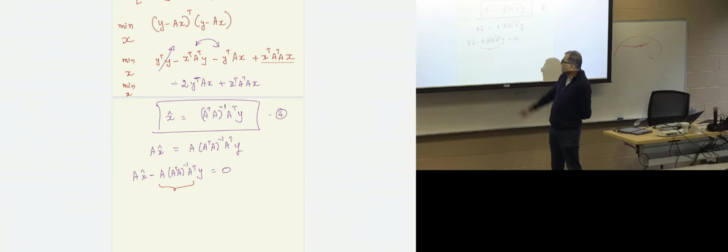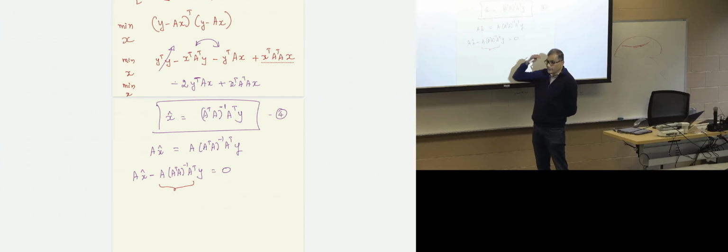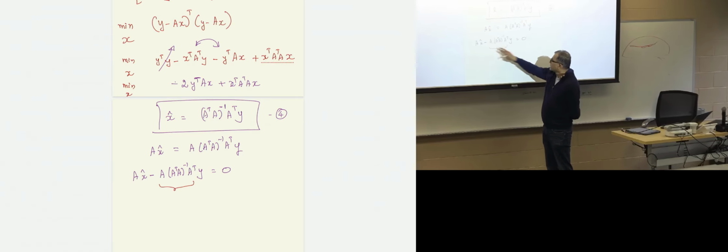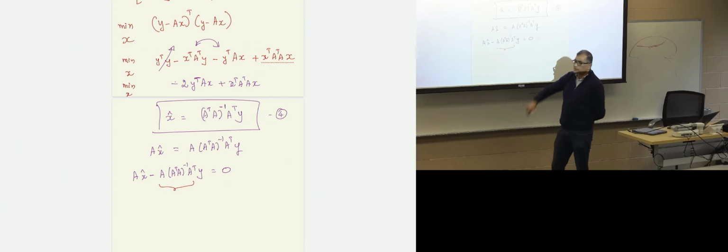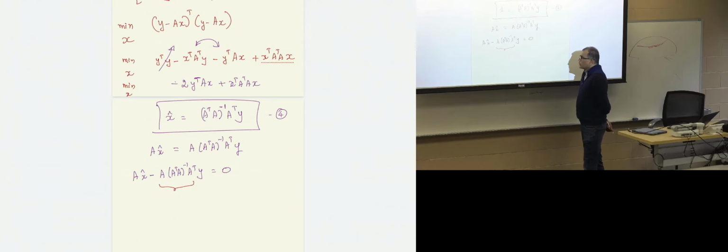From your linear algebra class, what is that matrix? Or if you're given any matrix A and a vector Y, when you apply this matrix to the vector, what does it represent? So projection. It is 100% a projection.